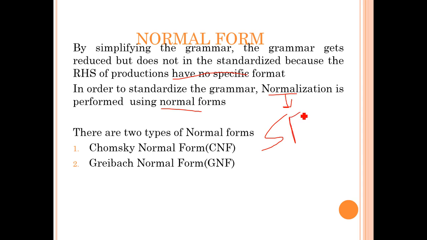So in context free grammar, we have to standardize the right hand side productions by using two different types of normal forms. One is Chomsky normal form, second one is Greibach normal form. So what is a normal form? You have to standardize the right hand side productions of a grammar. For that we are using either Chomsky normal form or Greibach normal form.